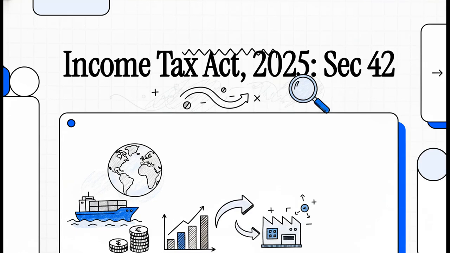If your business is importing any kind of machinery or capital assets, you already know that currency fluctuations can be a real headache. Well, today we're going to demystify Section 42 of the Income Tax Act 2025. This is the rule that tells you exactly how to handle those foreign exchange shifts for your tax calculations.